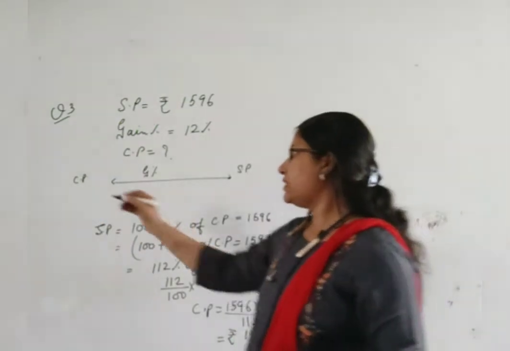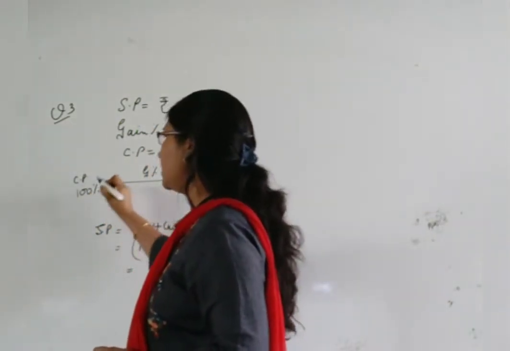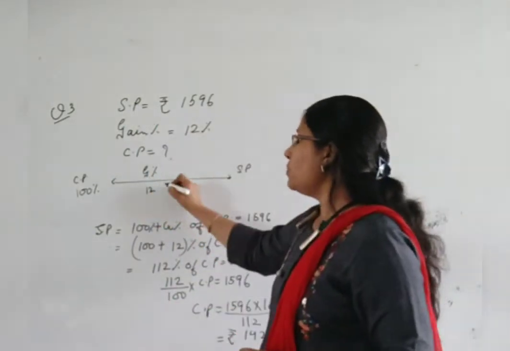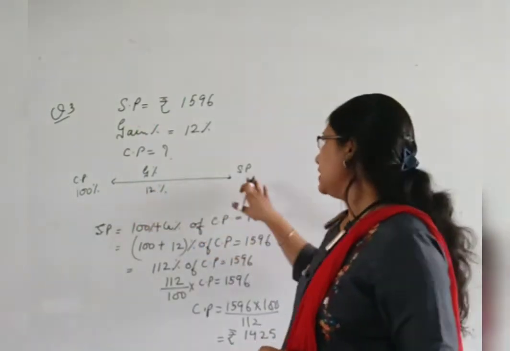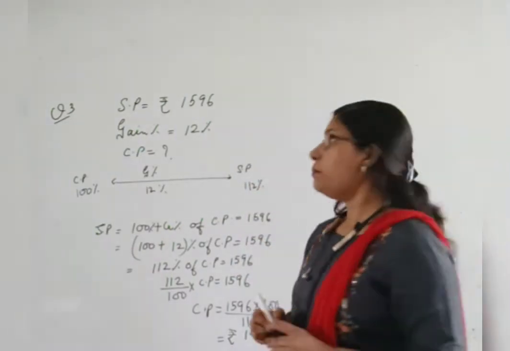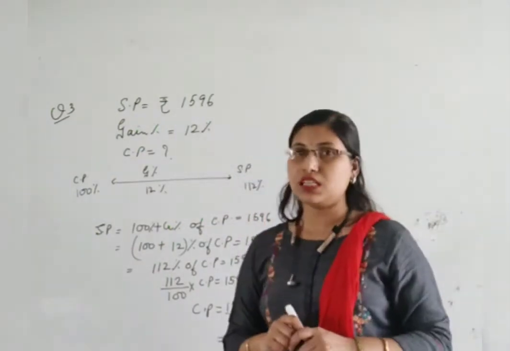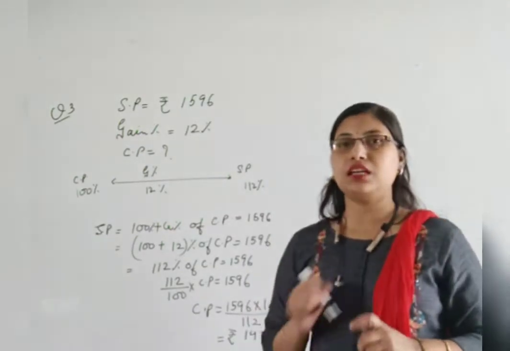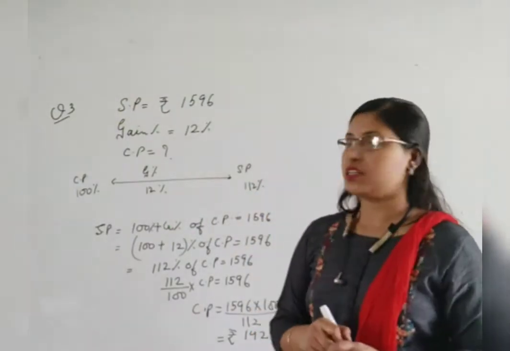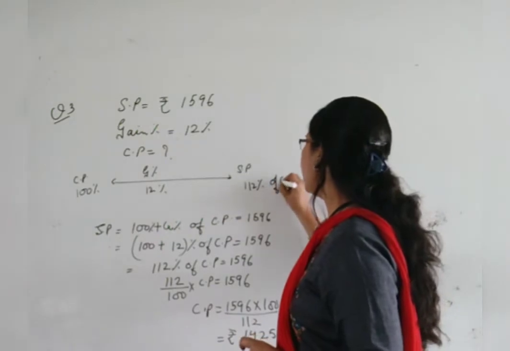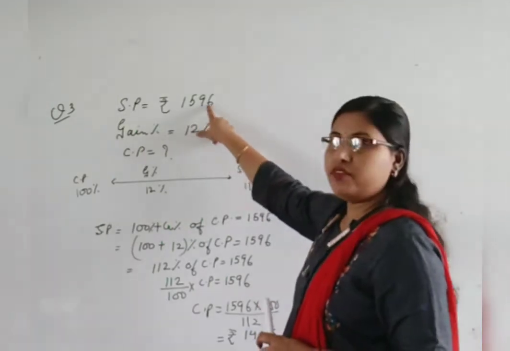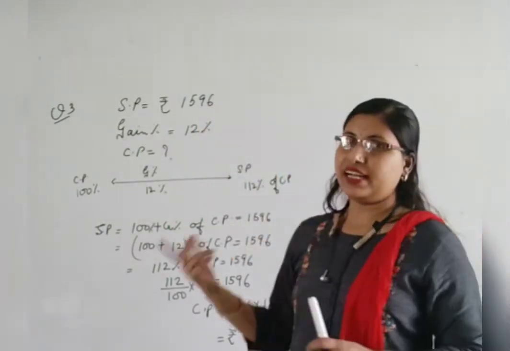So we have learned that CP is always 100%. This is gain percent and it is given how much? 12. Right? So percentage plus percentage, we will get this percentage. It is how much? 112%. Now we have to find out the value form of this SP. Not in percentage, we want to give the answer in value form, that how much rupees is SP, right? So 112% of what? This is 112% of CP, right? And in value form it is given 1596. So we can equate both of them, we will get the answer, right?